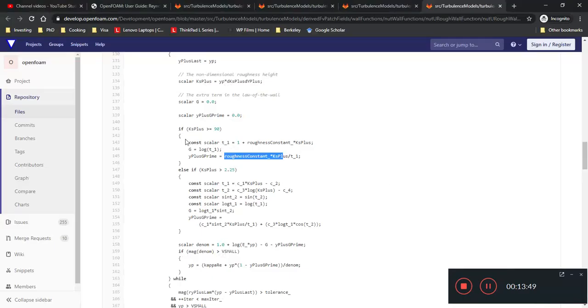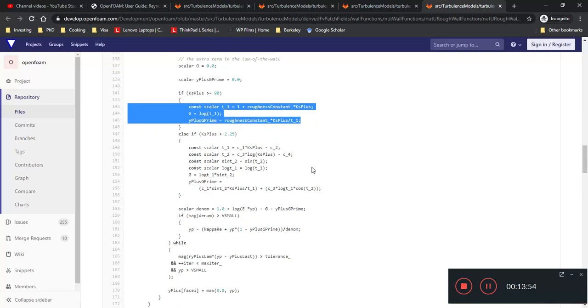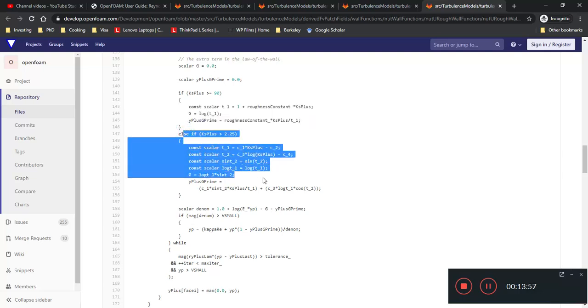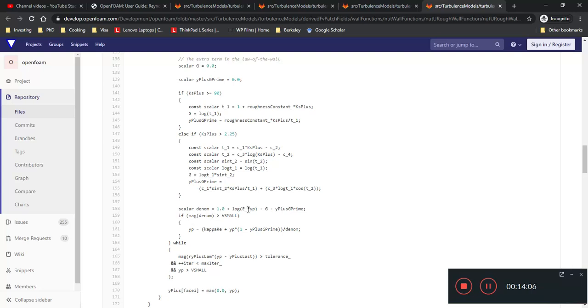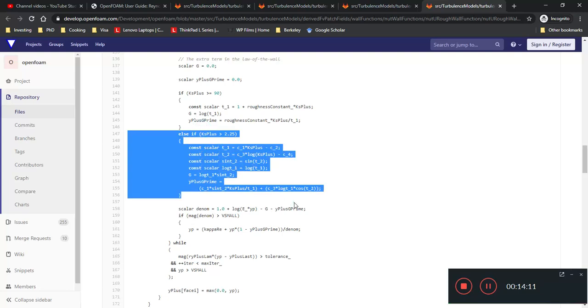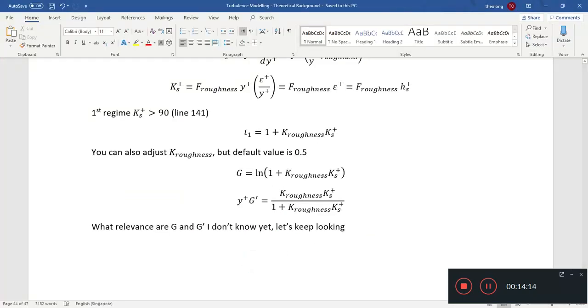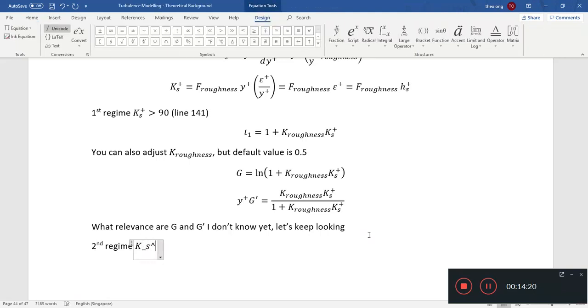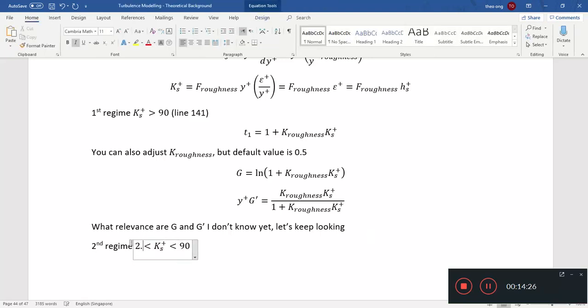Alright, so this is for ks plus more than 90. This is the second regime, ks plus less than 90 but more than 2.25. So if the roughness constant is more than 2.25, second regime, ks plus, well, we already tested that it is less than 90, but it has to be more than 2.25.